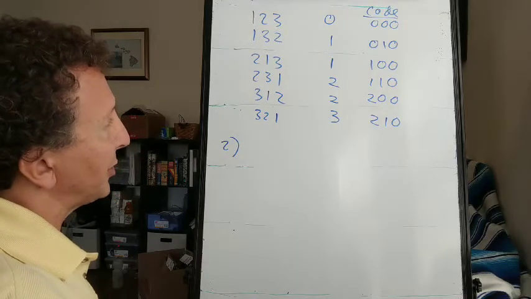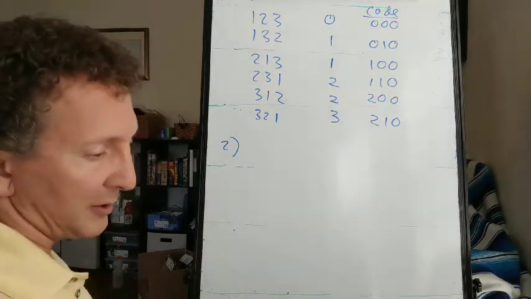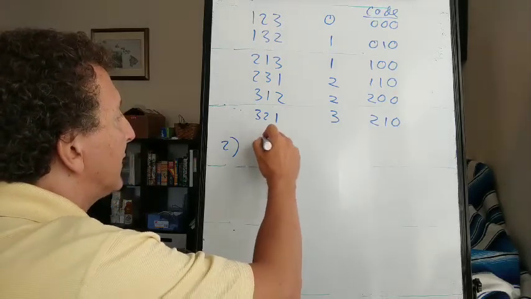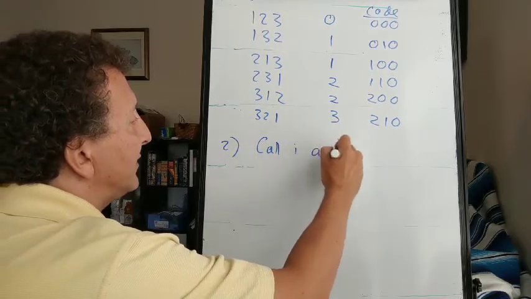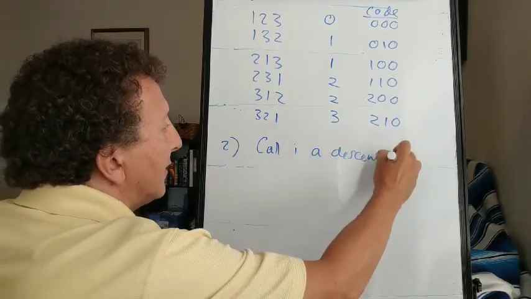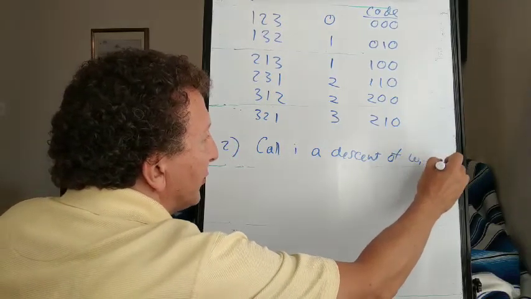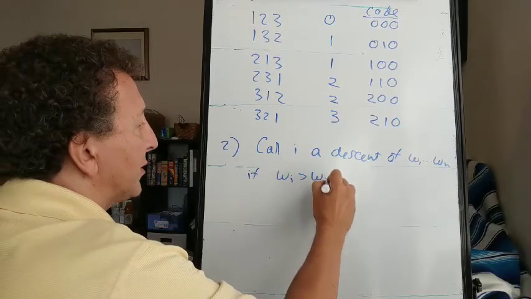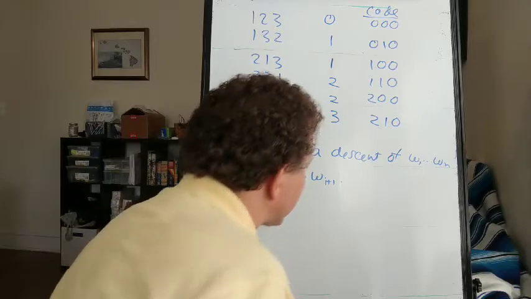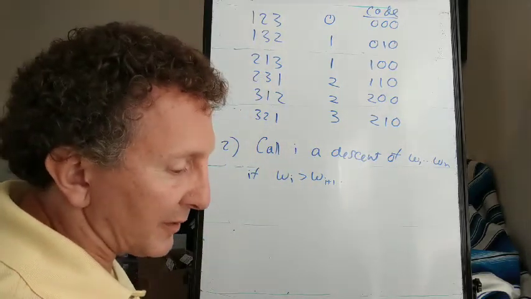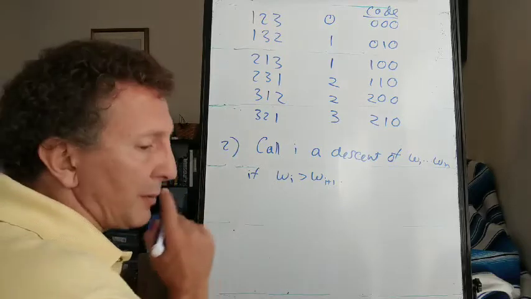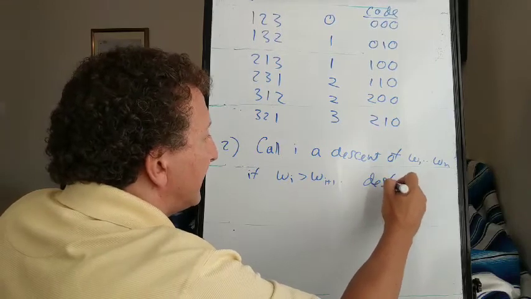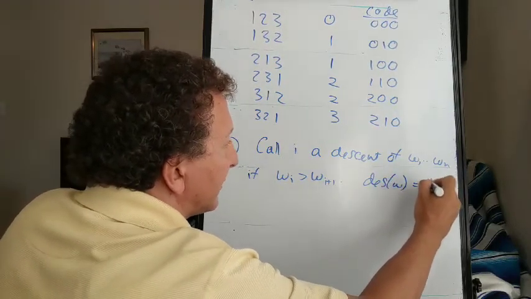Another way to measure what's out of order in a permutation is when we have a large letter immediately followed by a small letter. So we call i a descent of the permutation w1 through wn if wi is greater than wi plus 1. So for example, if we look at the same permutation from before, let's call des(w) the number of descents.